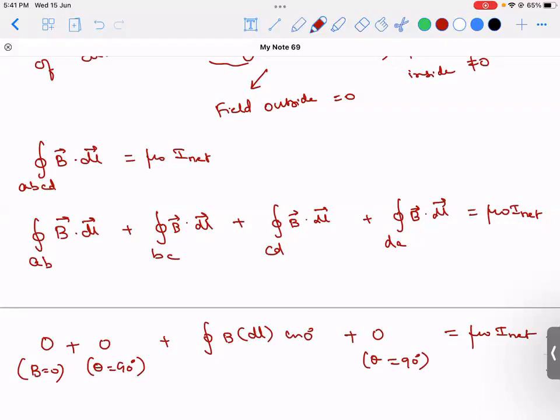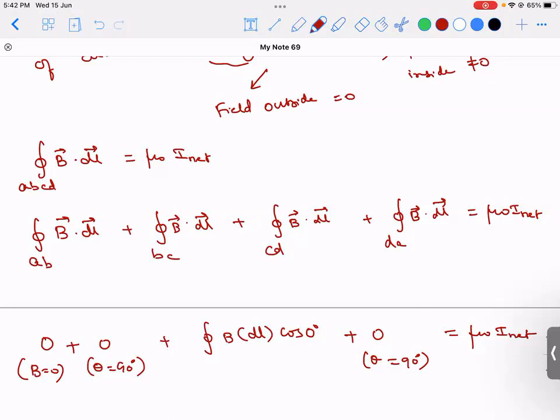Sir, tell me, the last line, what you have... The one I have written at the bottom. Yeah, B dl cos 0 degrees. Okay. Cos 0 degrees. Is it clear? I hope there is no doubt.